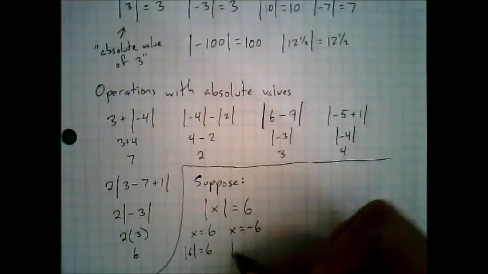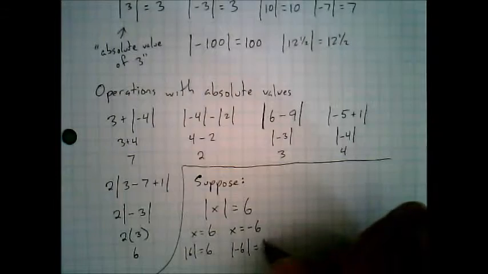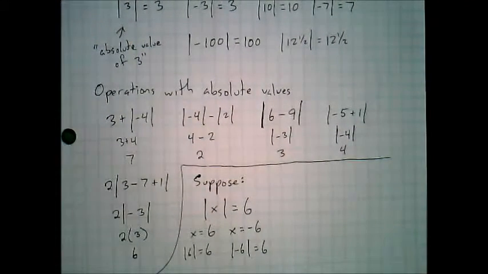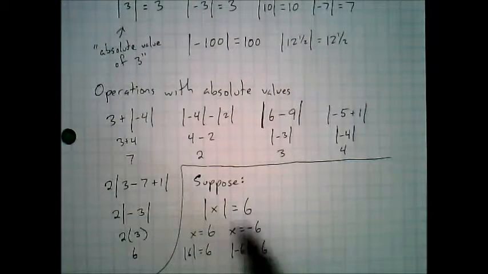Negative 6. I know the absolute value of negative 6 is also positive 6. So we get two answers here, because there's two numbers that are 6 units away from 0 on the number line. It's very simple.